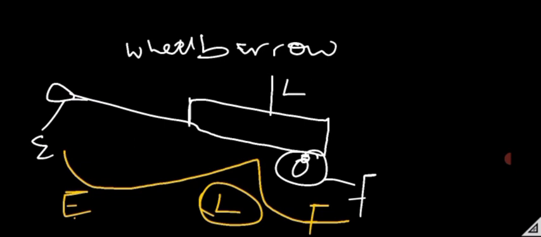Another example of a class 2 lever is the nutcracker. This is how your nutcracker looks. It has almost the same structure as a plier, but this one is a bit different because the load is in between. So your nut will be here. For example, if you want to crack something like a cashew nut or a groundnut, your nut will be here. This is your nut, right?